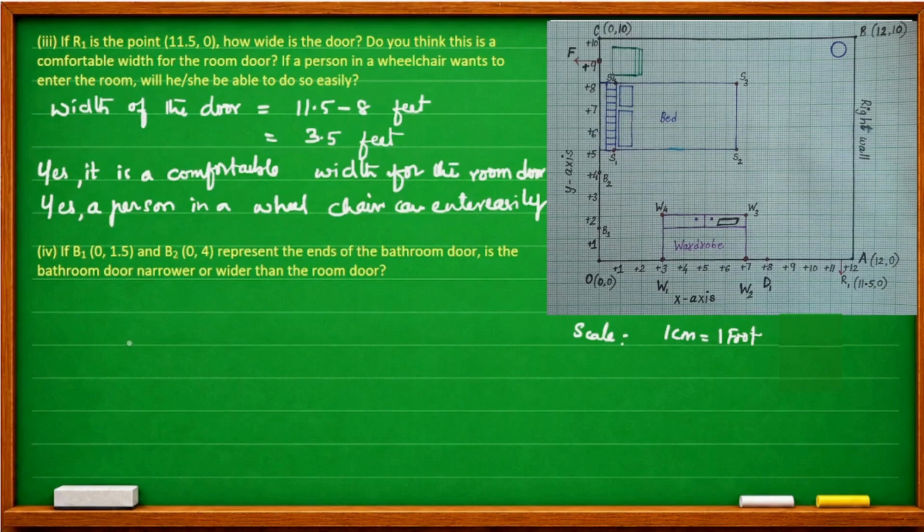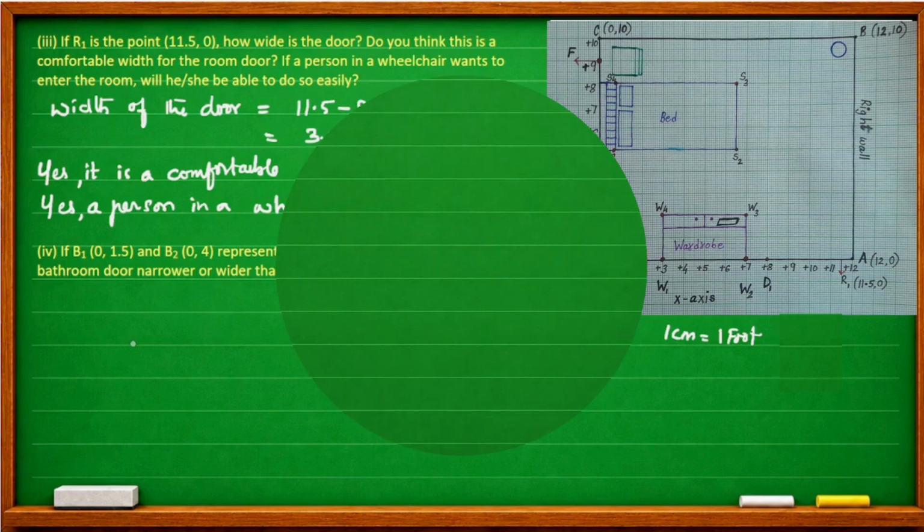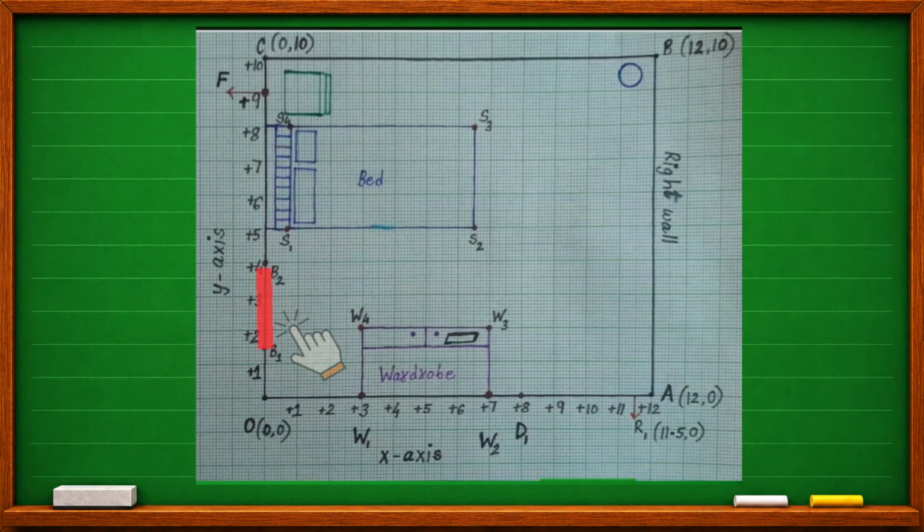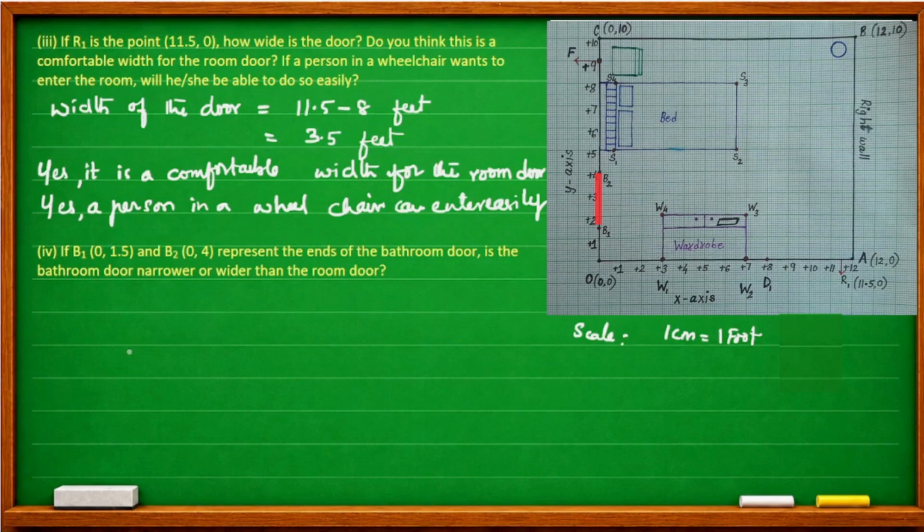Now the fourth question is, if B1 is 0, 1.5 and B2 is 0, 4, representing the ends of the bathroom door, is the bathroom door narrower or wider than the room door? So where is the bathroom door here? B1, B2. This is the bathroom door. B1 and B2 are the points of the ends of the bathroom door. So what will be the distance? 0 to B2 minus 0 to B1, right? This will give you the bathroom door width.